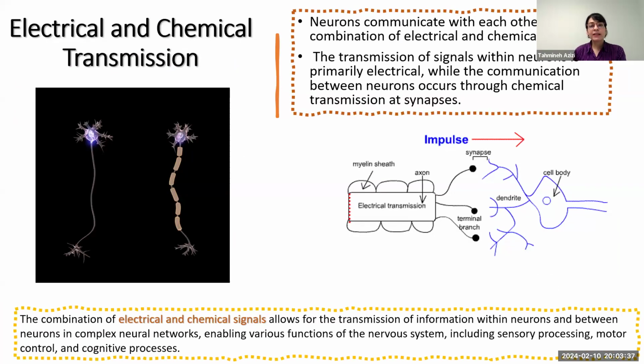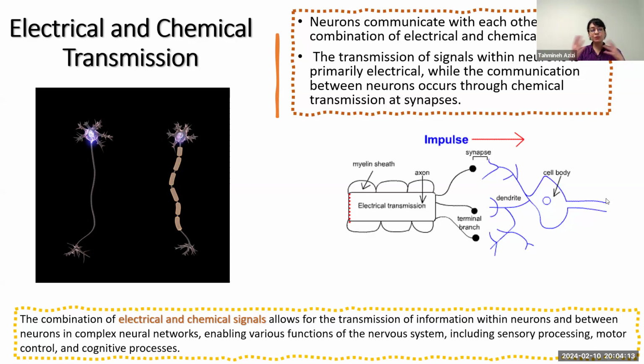Neurons communicate with each other through a combination of electrical and also chemical messages. The transmission of the signals within the neuron is electrical in the beginning. This video is not working very well here, but it shows that the transmission of the signal starts with electrical transmission, and then we have chemical transmission between these two neuron cells, and then it goes to the other cell.